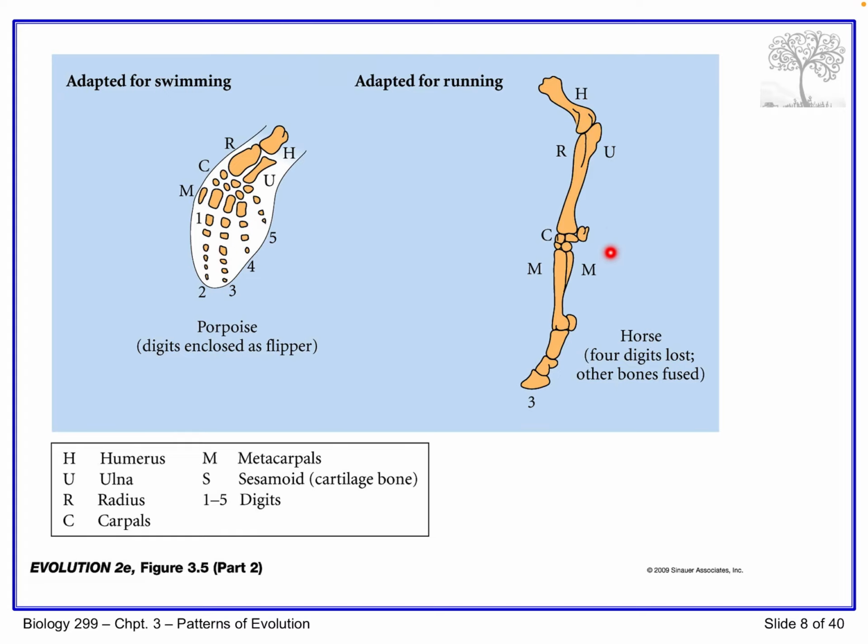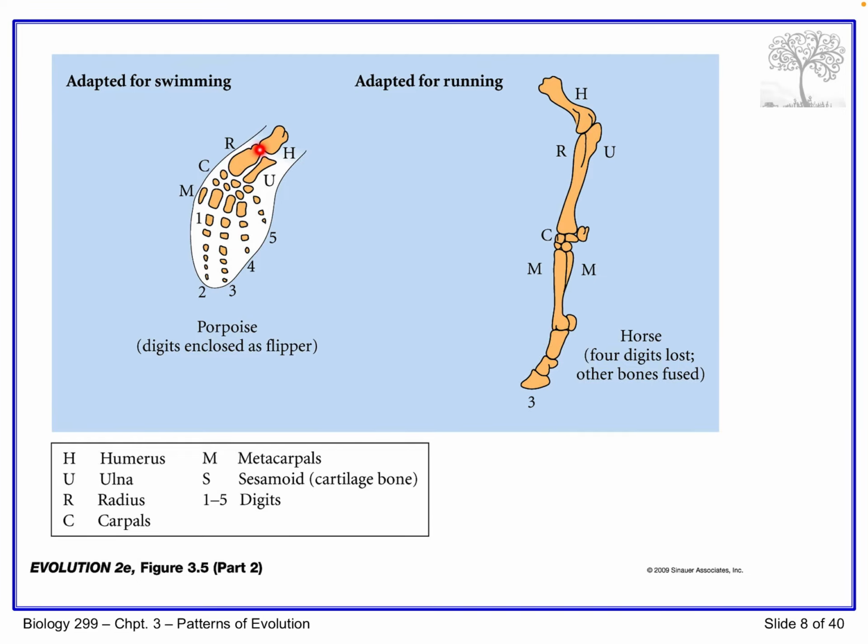Look at adapted for running. The forelimb of a horse, front leg: humerus, radius, ulna, carpals, metacarpal, phalanges. Well, actually one phalange. So in a horse, they've lost all but the middle finger, and they've lost or had some fusion of the metacarpal bones into one, and so this makes a much stronger skeletal support, supporting the weight of the animal for running long distances and at very high speed.